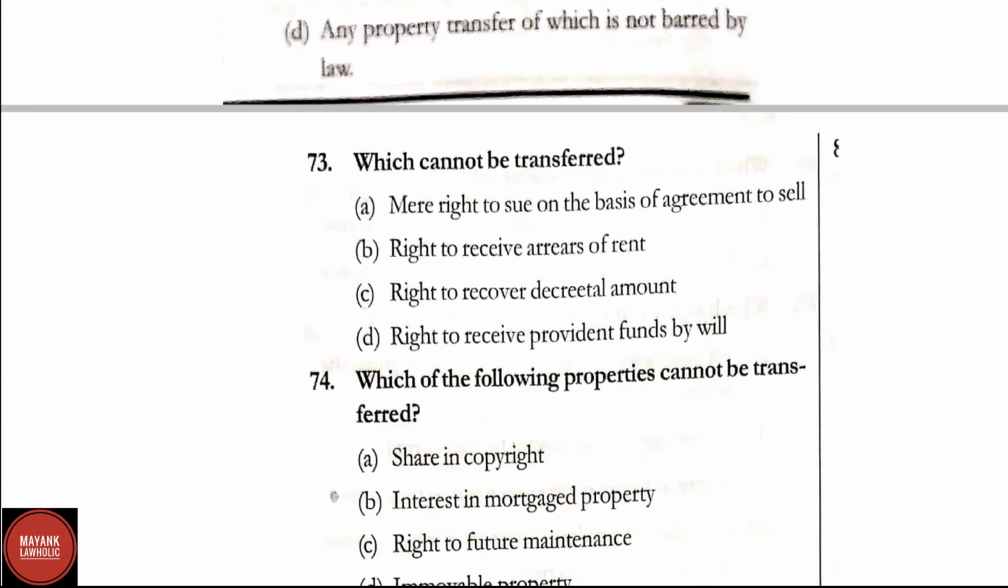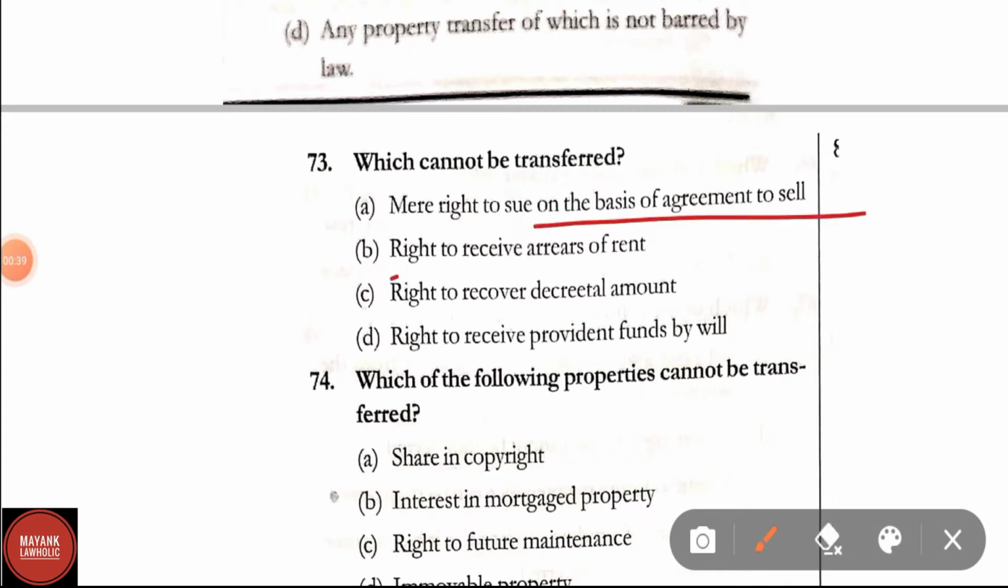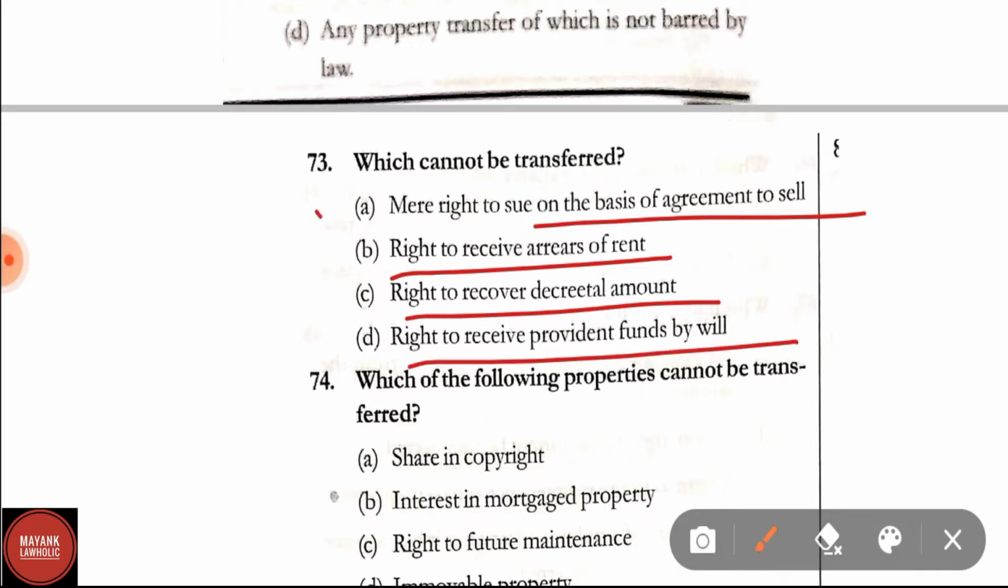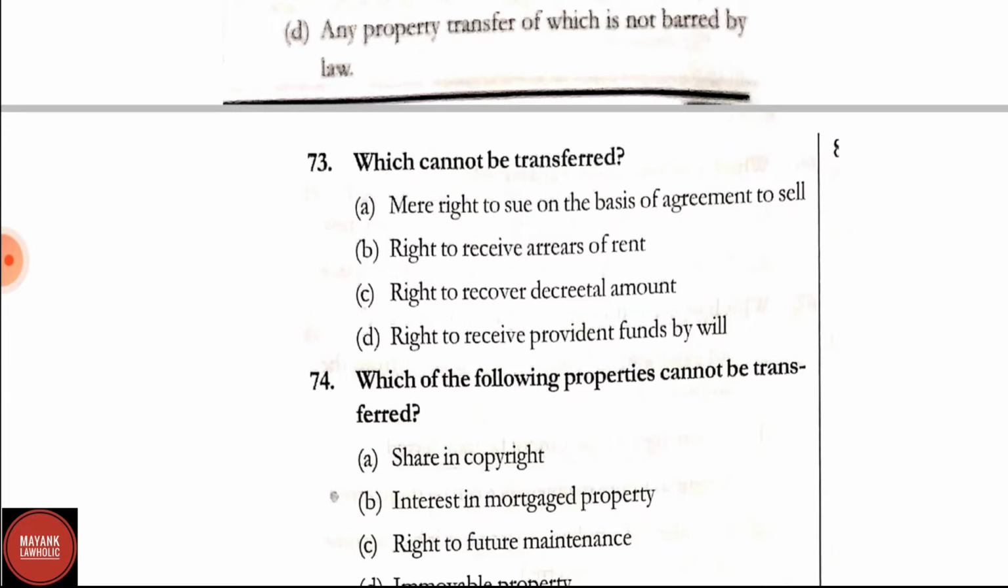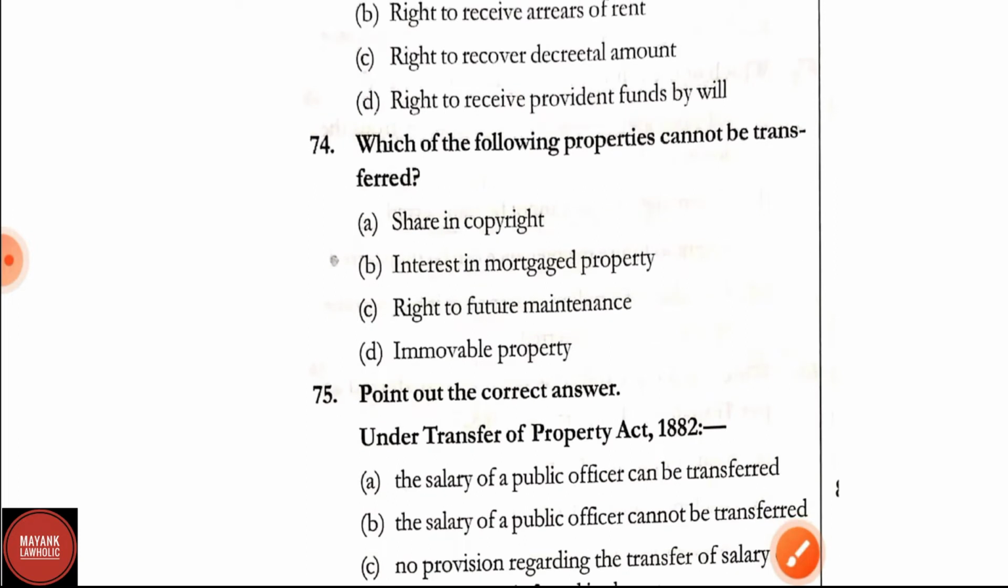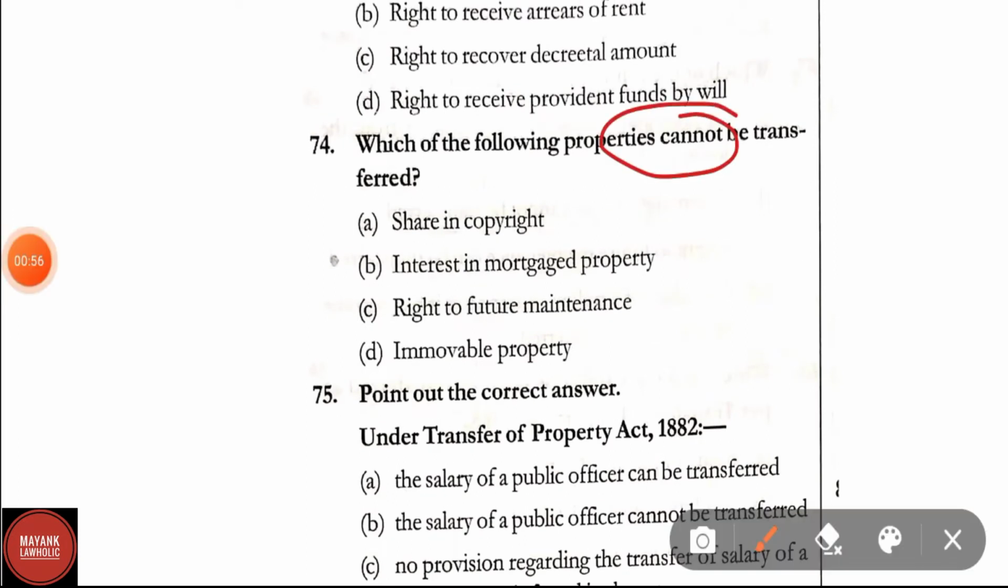Question number 73. Which cannot be transferred? Mere right to sue on the basis of agreement to sell, right to receive arrears of rent, right to recover a distress amount, right to receive provident funds by will. Here correct answer is option A, that is mere right to sue on the basis of agreement to sell cannot be transferred. Question number 74. Which of the following properties cannot be transferred?